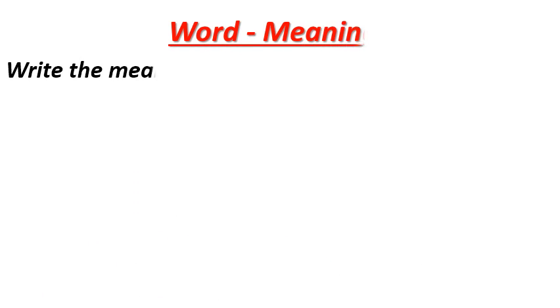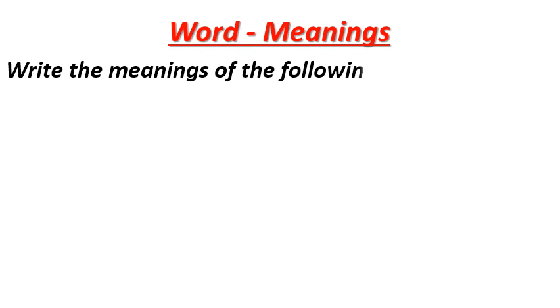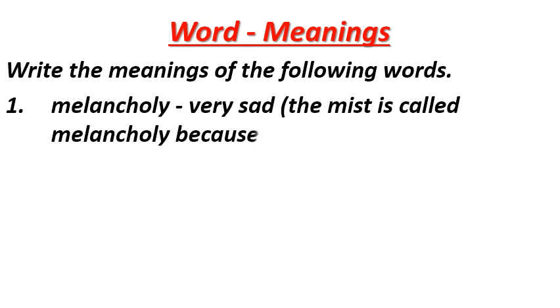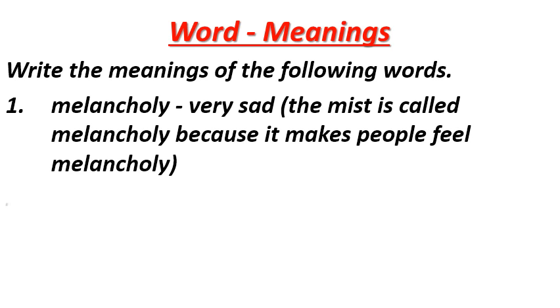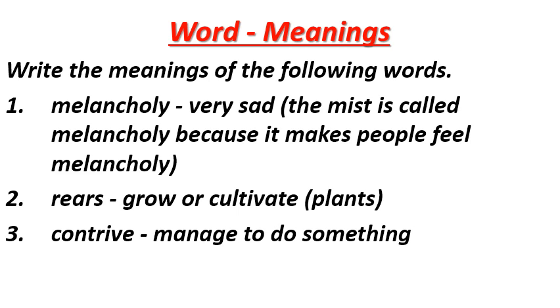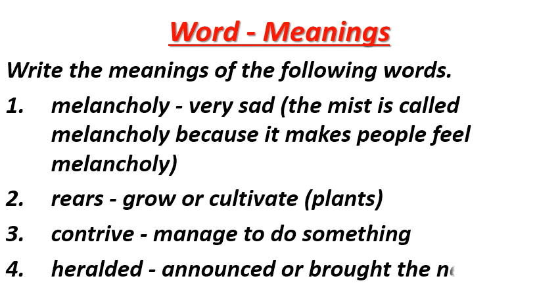Now let us discuss word meanings in detail. Question is, write the meanings of the following words. Number 1, melancholy means very sad. That is, the mist is called melancholy because it makes people feel melancholy. Number 2, rears means grow or cultivate. Number 3, contrive means manage to do something. Number 4, heralded means announced or brought the news of.